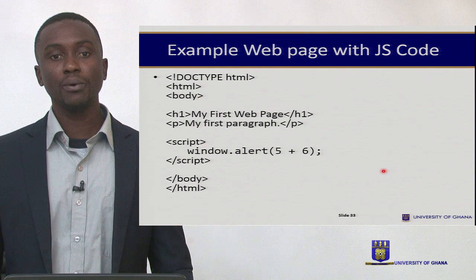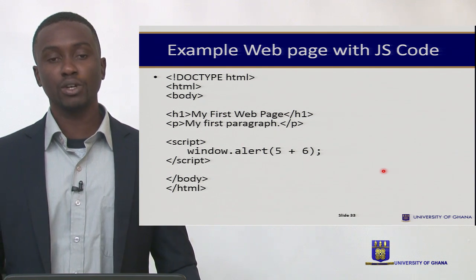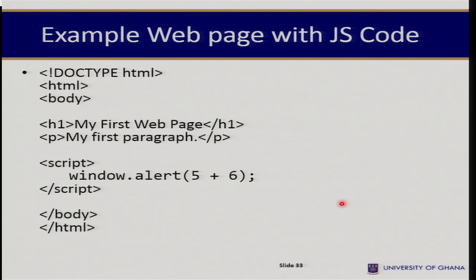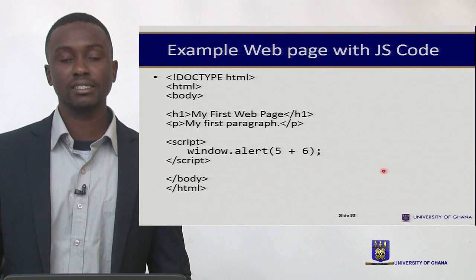A simple example of JavaScript on your web page. This is actually going to bring a pop-up box, and it's going to find the sum of 5 and 6.